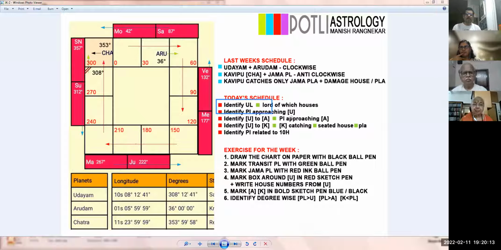We'll just actually be talking about these 2-3 points only today. Only one thing, you keep on saying Kavipu, but it's always written Chhatra there. Why? Chhatra is Kavipu. In some softwares, they write Kavipu, in some texts Chhatra. So, okay, we'll start calling it Chhatra, but in all my notes it is written as Kavipu, because when I started off, I heard it as Kavipu.